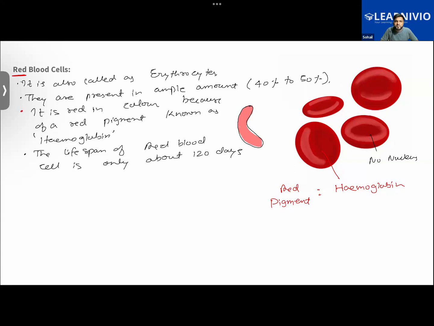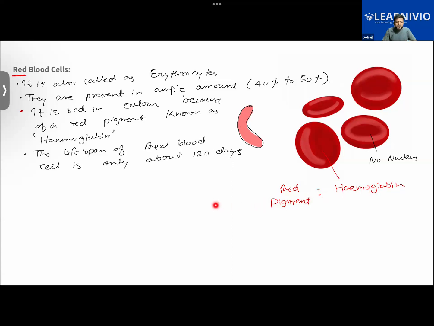Because of the red pigment. What is the name of that red pigment? Hemoglobin. So we learned that red blood cells are also called erythrocytes. They are present in a good amount in our blood. 40% to 50% of the blood contains red blood cells, and it is red in color because of this hemoglobin.